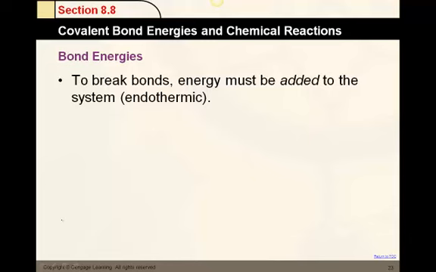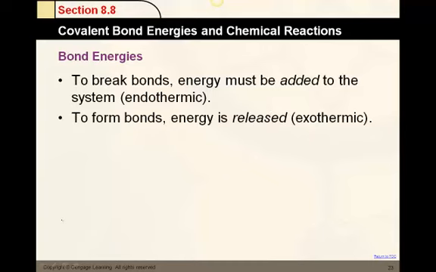So if we have a molecule and I want to break it apart because I want to rearrange it in some sort of chemical reaction, energy has to be added to the system, and therefore the molecule has to absorb that energy. Thus it's endothermic. To form bonds, however, after the bonds have been broken in the reactant phase to becoming the products, energy is then released, which is exothermic, and therefore a negative delta H, a lower energy state.